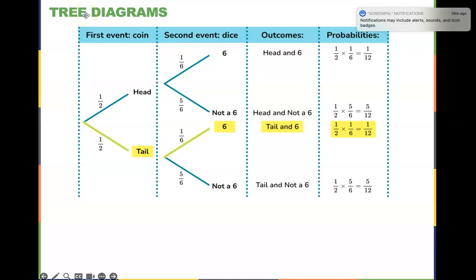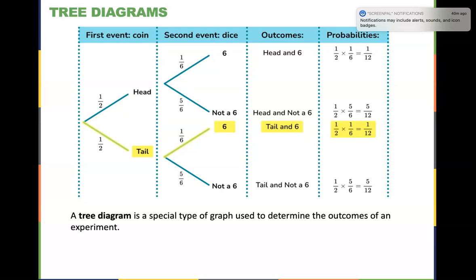In this next video, we are going to look at tree diagrams and Venn diagrams. What is a tree diagram? A tree diagram is a special type of graph used to determine the outcomes of an experiment.